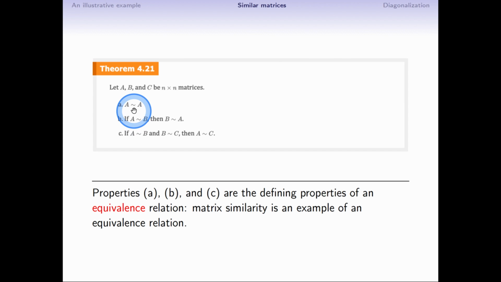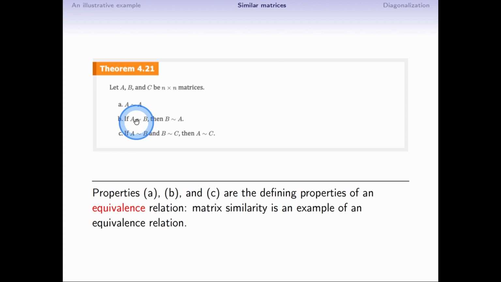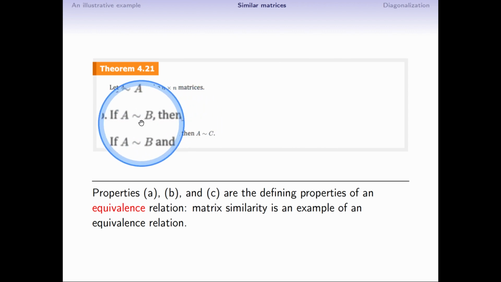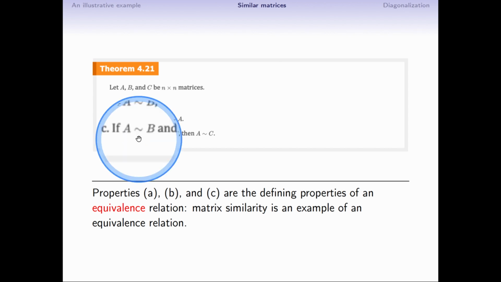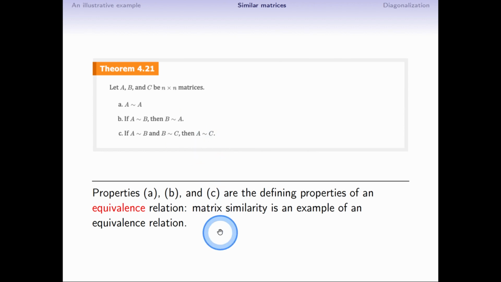Now, statement A is really saying that matrix similarity is what's called reflexive. And statement B is saying matrix similarity is symmetric. And statement C is saying that matrix similarity is transitive. Now, typically, properties A, B, and C are the defining properties of what's called an equivalence relation. And what theorem 4.21 is showing is that matrix similarity is an example of an equivalence relation. Now let's head over to the document camera and work out the proof of theorem 4.21.